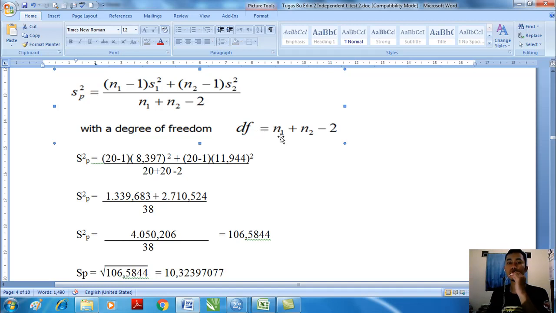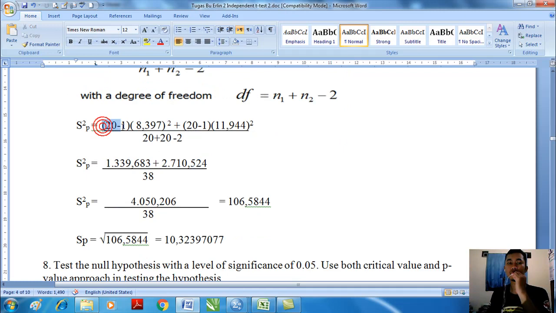We take off with the 2, total 1 and total 2 minus 2. And this one, the score 20 is the total number 1 minus 1, and then this one is the standard deviation 1 squared. Then 20 minus 1 is the total number of population 2 minus 1, and then 11.94944 squared, divided by 20 plus 20 minus 2, and we got this one.